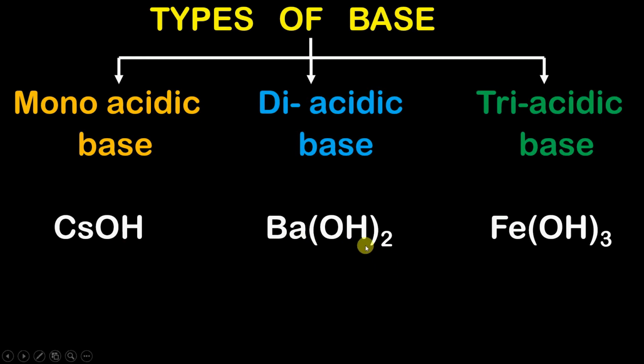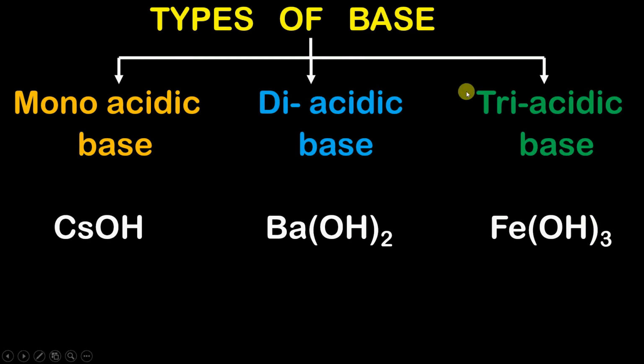Similarly, a diacidic base is nothing but a base which gives us 2 OH minus ions after dissociation, like your barium hydroxide. When your barium hydroxide is added to water, it is going to give us 2 OH minus ions. Similarly, a triacidic base, FeOH3, is going to give us 3 OH minus ions after you add it to water. So I hope you have understood these types as well.